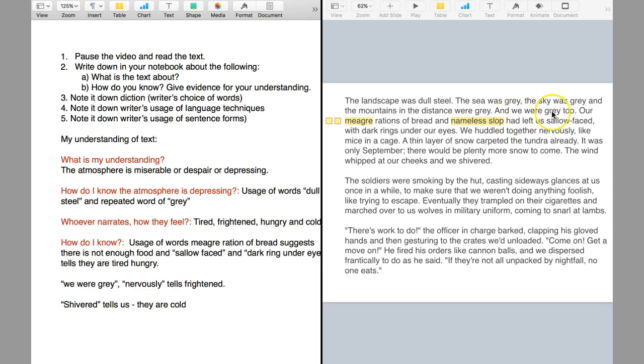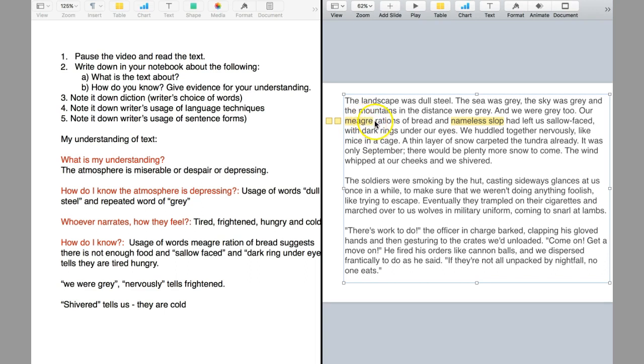And this says we were grey too. It's telling directly that we are not happy. Our meager rations of bread: meager means very little or small. Meager rations of bread tells they had only a very little food. Nameless slop: nameless means some kind of watery thing. Slop is telling that carelessly they just poured it.